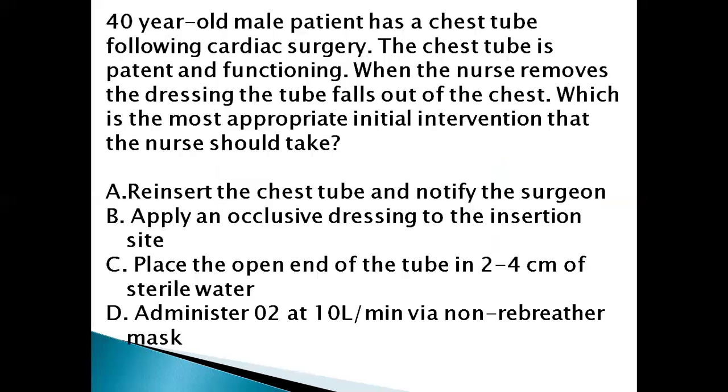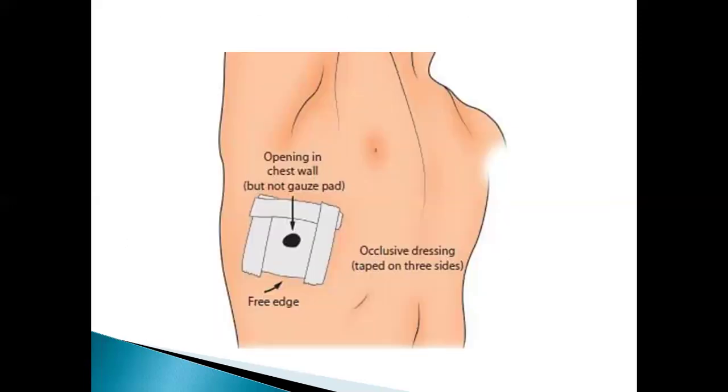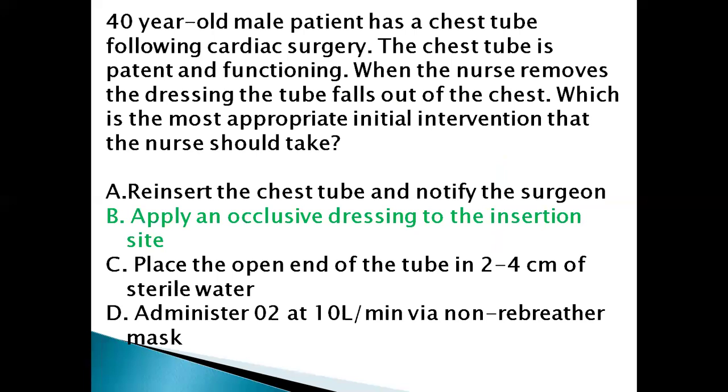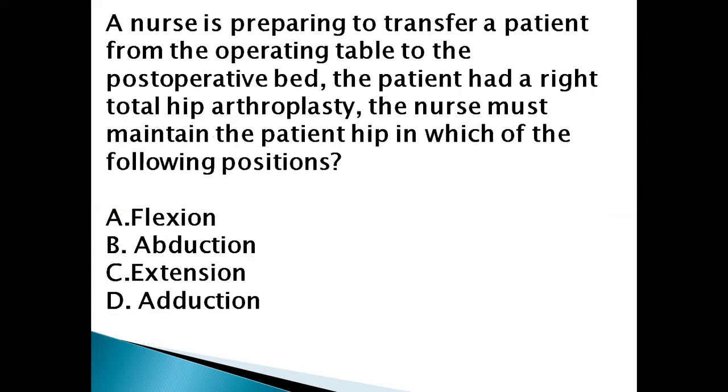Okay, so this is about the chest wall question. If they ask you a chest wall question, you should be able to answer. If it is on the patient side, you have to put an occlusive dressing immediately. If it is on the bottle side and open, you have to place the open end of the tube 2 to 4 centimeters into sterile water. Okay, sterile water, that is very important. So these are the different types of questions that can come. Make sure you ensure the chest tube points. Okay, we'll move on to the next one.